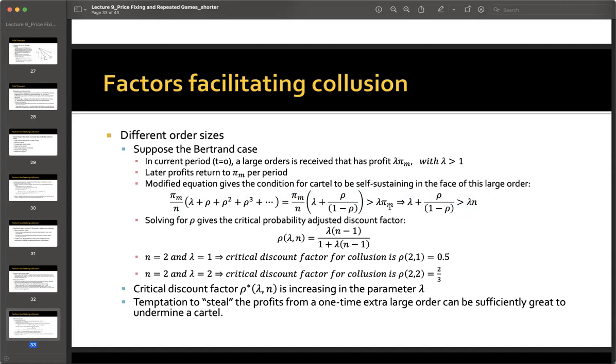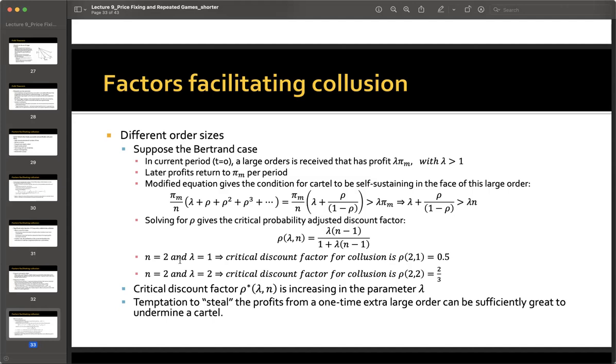So when you deviate, all future profits will in fact be, in the Bertrand case, pi n, which is 0, because the pi n from Bertrand is 0. Remember that under Bertrand, everyone prices to marginal cost. That's why you have no rho squared pi n here, and so on. Everything is just 0. So you can simplify this, removing pi m, for instance, and then you'll get this relationship. Solving for rho gives you a critical probability adjusted discount factor as a function of n and lambda. Again, lambda is greater than 1. It's a large order in the current period, or in the period of deviation.